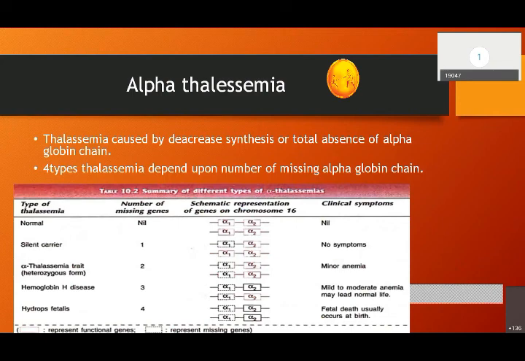Because when you said genes are missing, you are supposed to say chains are missing. Okay, the genes are not missing. Okay, ma'am. Is it clear?